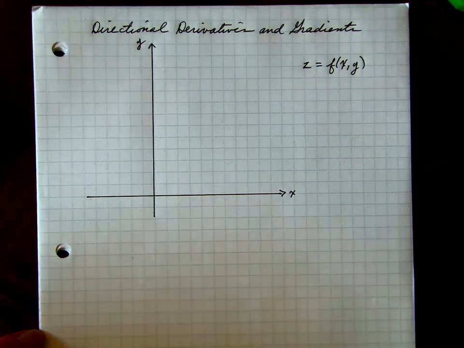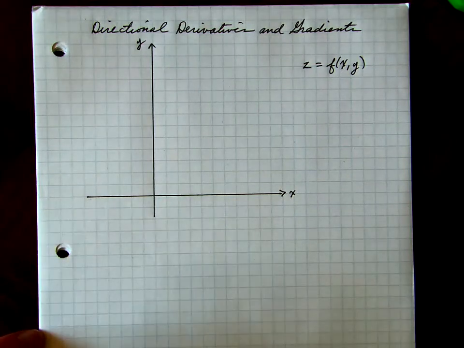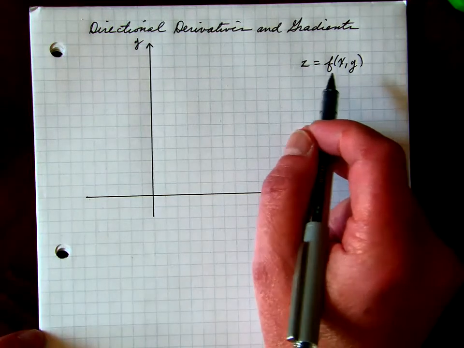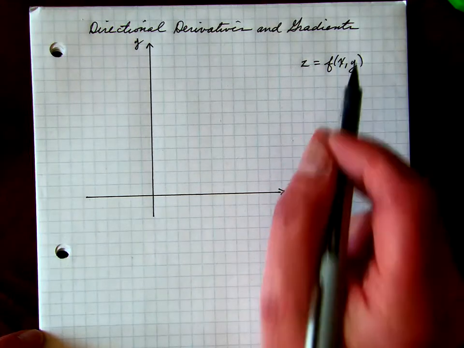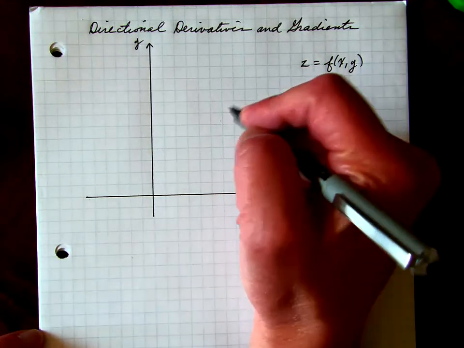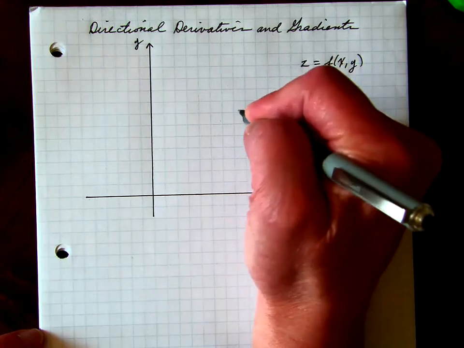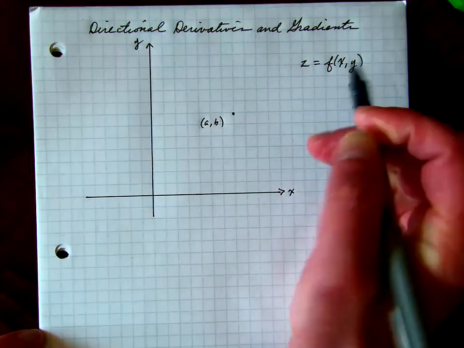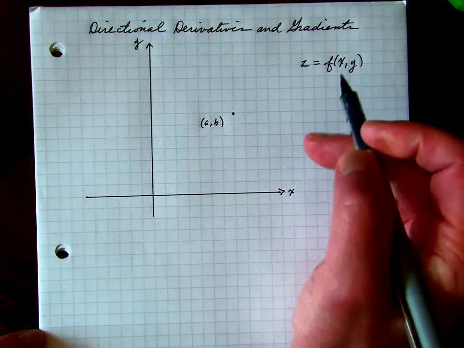Let's talk about the many derivatives of a function of two variables. This will work for 3 or more variables as well, but that's not what we're focused on right now. Let's suppose that we have the domain of a function f of x, y. And if we pick some random point like (a, b), we already know how to find two of the derivatives.